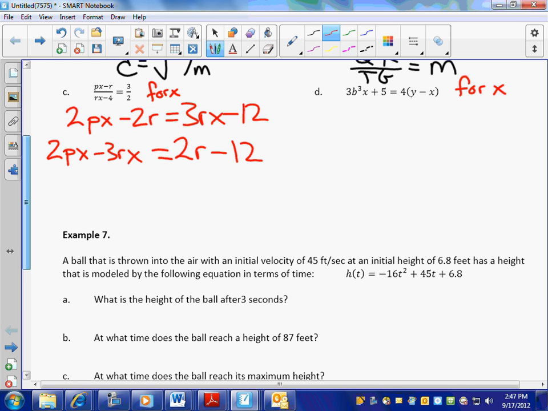Everybody okay? So now I have everything with x's on one side, everything without x's on the other side. Now I can do something very special. Do you see? Starts with an F, rhymes with actor. Factor, very good. So, factor, I take out an x. When I take out that common factor x, I'm left with 2p minus 3r.